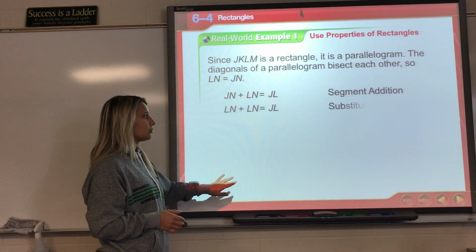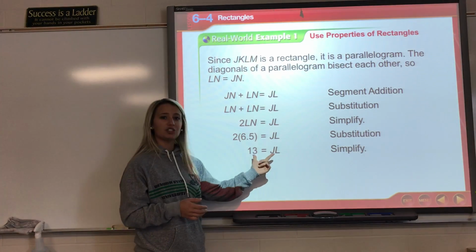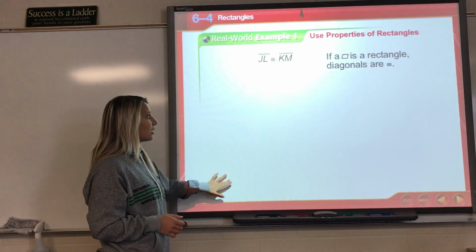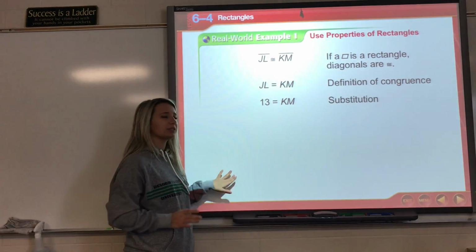This is going to go into it a little more in detail, but doing the same things that they did. They found what JL was using that 6.5 that they gave us. And then we can say that they're congruent, so we get KM is 13.